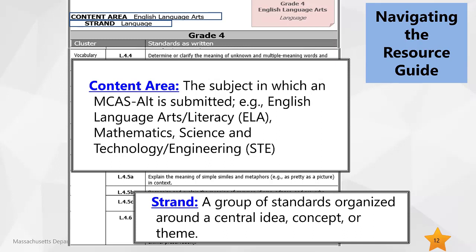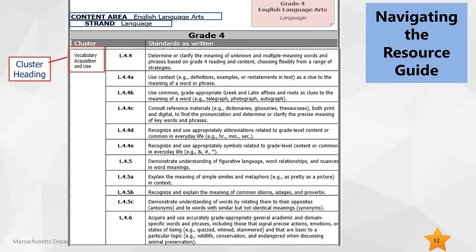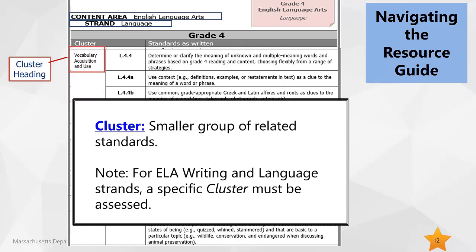And then we have the strand. So in this case, the strand that we're looking at in this resource guide is language. And that just means a smaller group of standards that are organized around a theme. And in this case, the theme is language. Then we have something called a cluster heading. The cluster heading is basically the topic, and a cluster heading is a smaller group of related standards. So in this case, the cluster heading is about vocabulary acquisition and use.